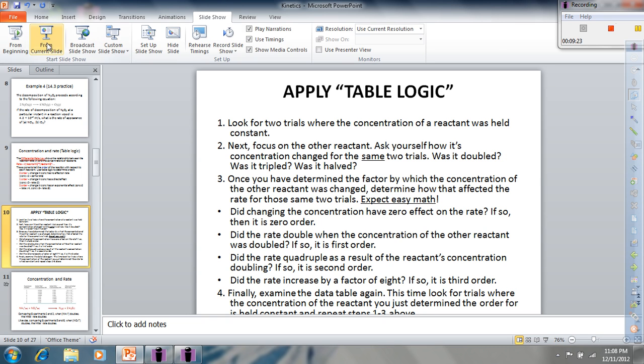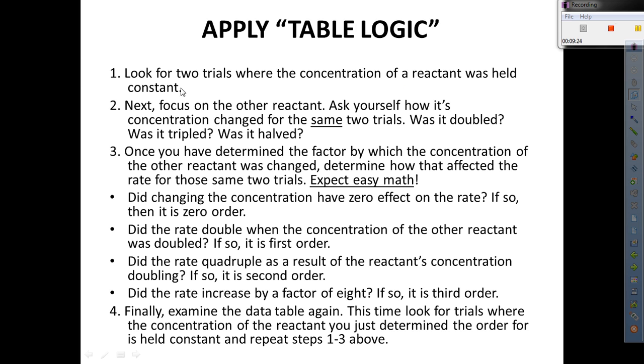All right, so let's look at table logic. When you're using table logic, you look at 2 trials where the concentration of one of the reactants is held constant. All right, so that's the first step. You got to find 2 trials or 2 data lines where the concentration of one of the reactants is being held constant. Then you're going to focus on the other reactant. So ask yourself how the concentration changed for those 2 trials. Was the concentration doubled? Was it tripled? Was it halved? What did we do to the concentration of the second reactant?